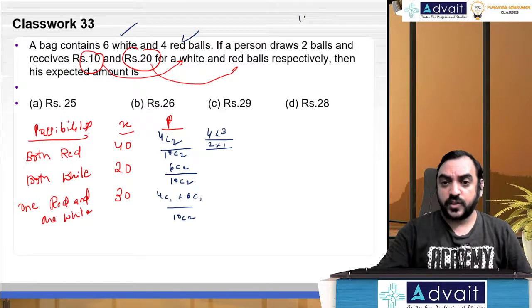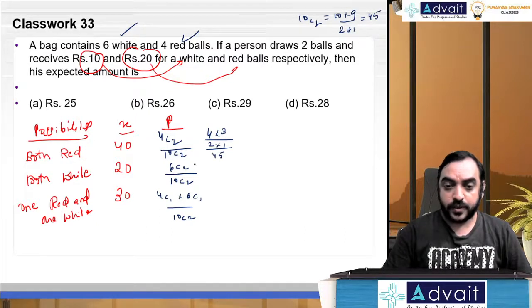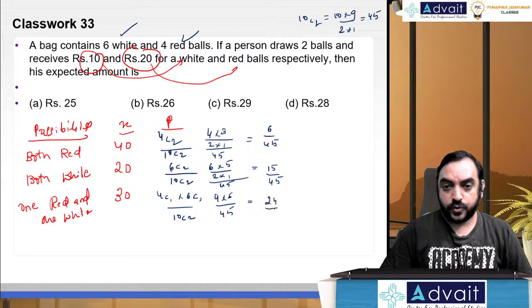10C2 is common everywhere, so I'll calculate it once. 10C2 is 10 into 9 divided by 2 into 1, which is 45. So 45 will divide everywhere. 6C2 is 6 into 5 divided by 2 into 1. 4 into 6, divided by 45. So this is 6 by 45, this is 15 by 45, this is 24 by 45. And ensure the total is 1: 6 plus 15 plus 24 is 45, total is 1.